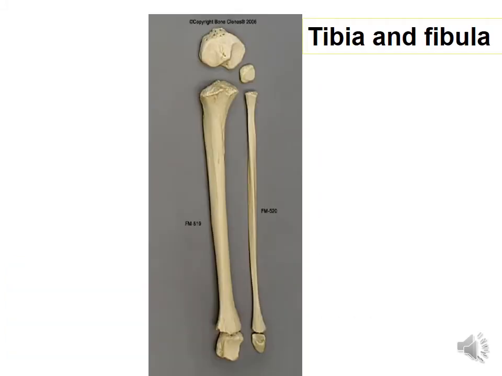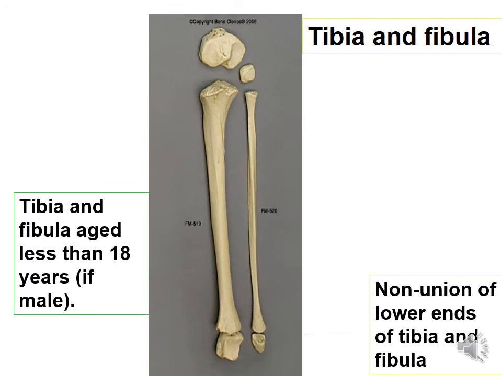Okay, another question. What is the age of these bones? These are tibia and fibula. I can see that the upper ends aren't united, the lower ends aren't united. What happens first? Of course, the lower ends. The lower ends unite with the shaft at the age of 18. So these are tibia and fibula, aged less than 18 years if male. I keep repeating if male, and sadly, you always forget to write it in the exam, okay? Because of non-union of lower ends of tibia and fibula.